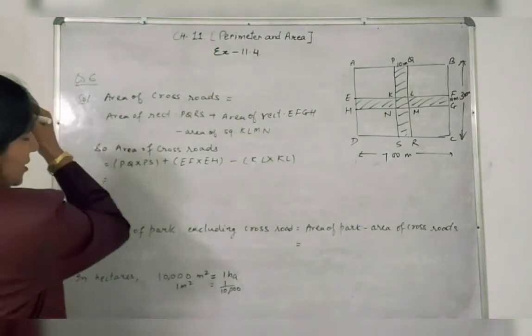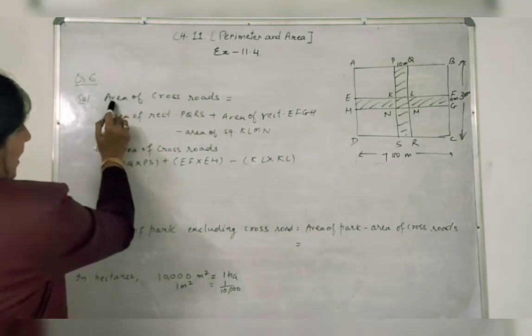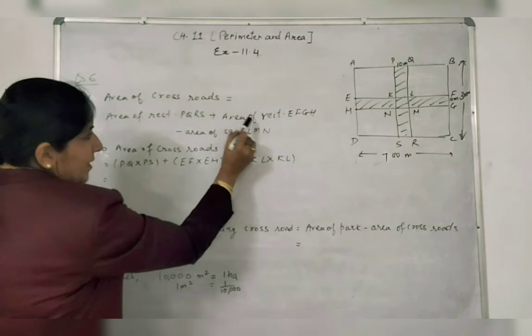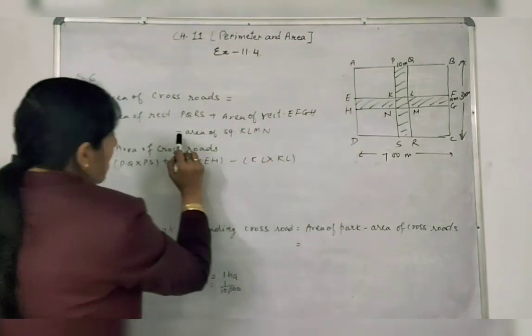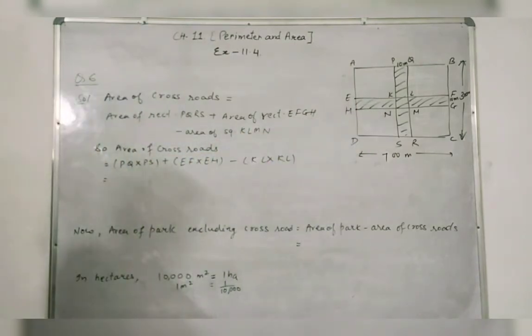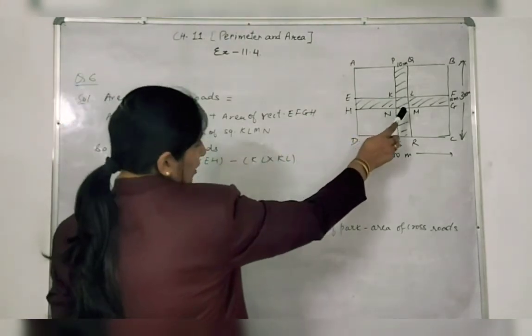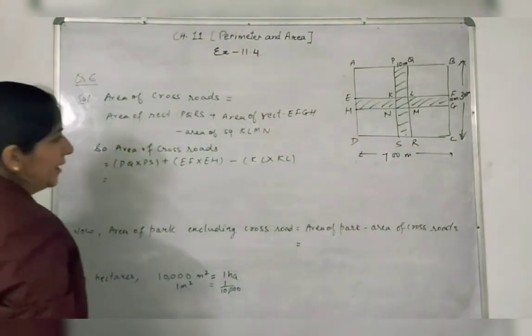So what we need to do for this? Area of crossroads equal to area of rectangle PQRS plus area of rectangle EFGH minus area of square KLMN. Why minus? I told you, because it is repeated 2 times. So we can take only 1 time.